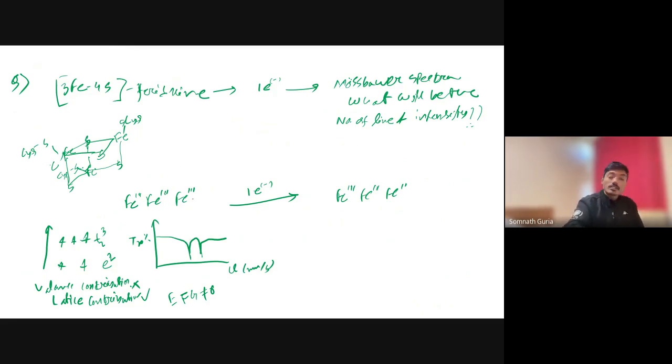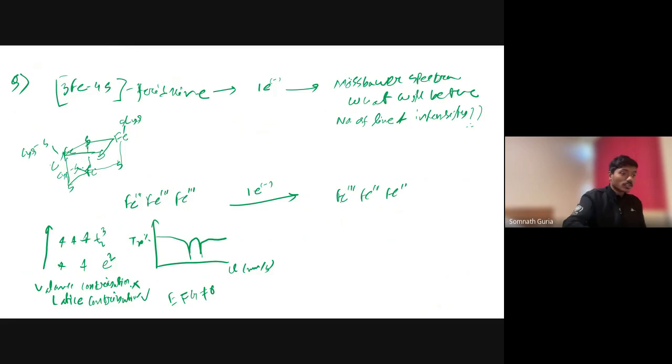But all the iron are in iron 3. All are in a similar environment, with similar ligand coordination and similar valency, so all will have the same energy, everything. So only one particular species will appear. That means all the iron 3 will give 2 lines because of the lattice contribution. The splitting will be there.